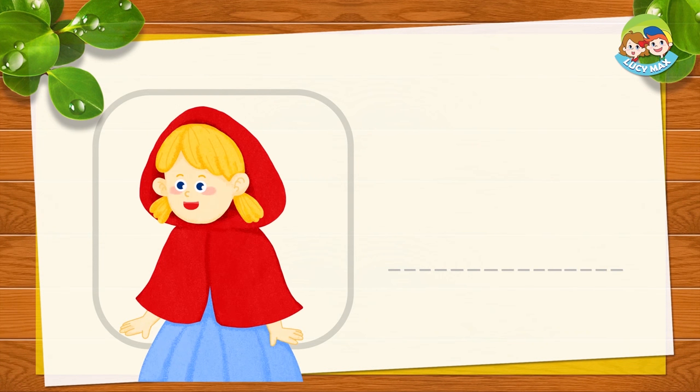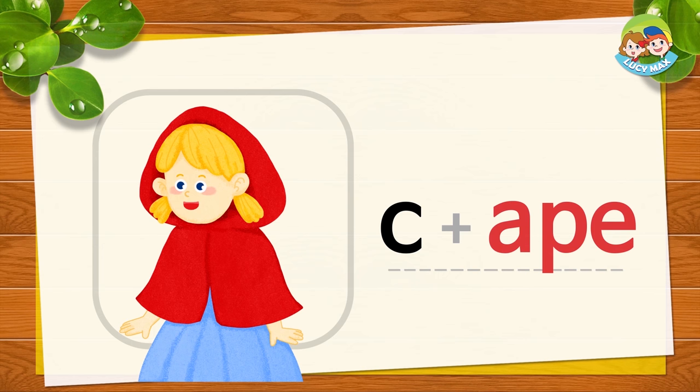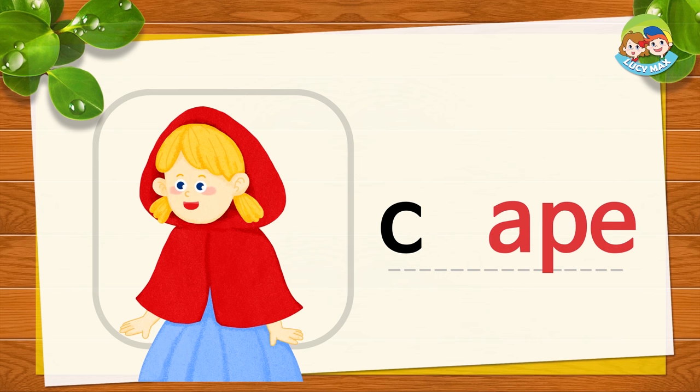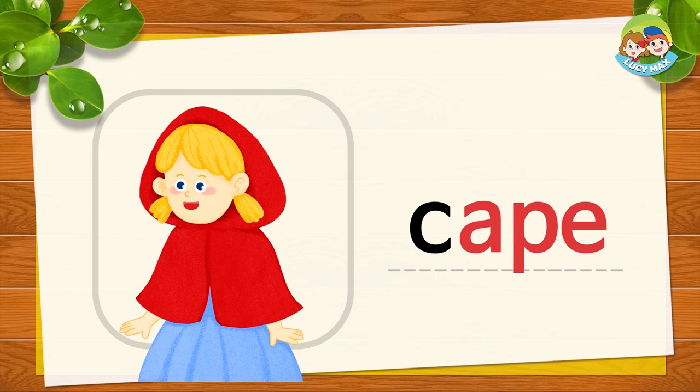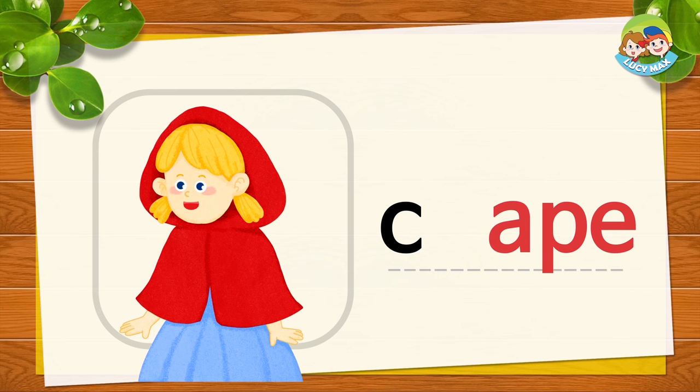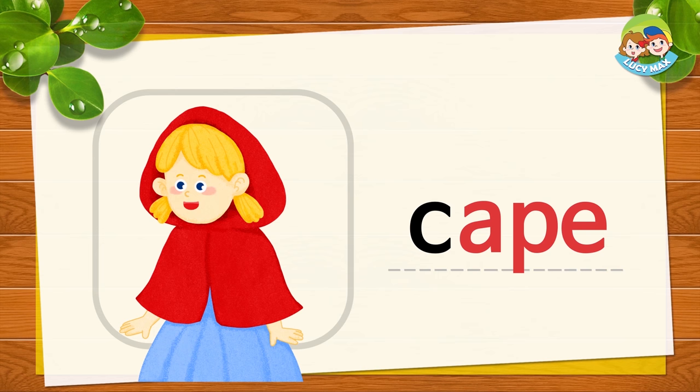Look at the girl. She is wearing a red cape. K and ape together is cape. K, ape, cape. Now you try. Good.